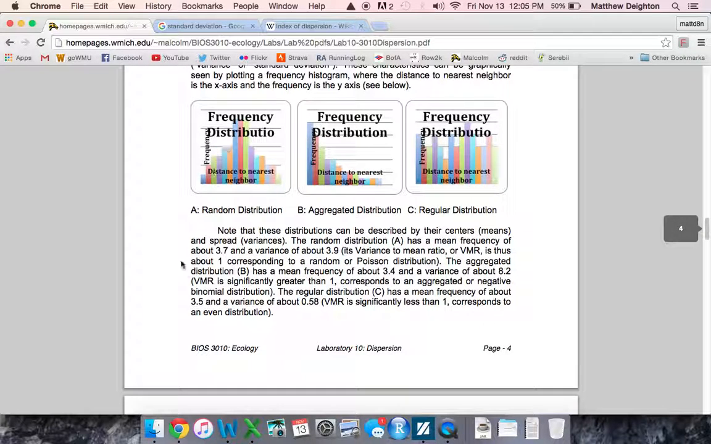So in this section of the lab guide, when it's talking about the different frequency distributions, this paragraph here is incredibly important. It talks about this variance to mean ratio, which we can acquire from our summary statistics. If this ratio, variance to mean, which is sometimes known as an index of dispersion, is around 1, then that is a random distribution. If that variance to mean ratio is significantly greater than 1, then we would say it is an aggregated distribution, and we would say it is a regular distribution when that VMR is significantly less than 1.